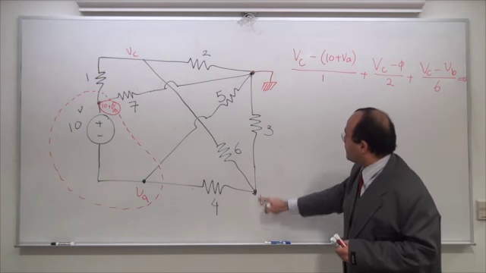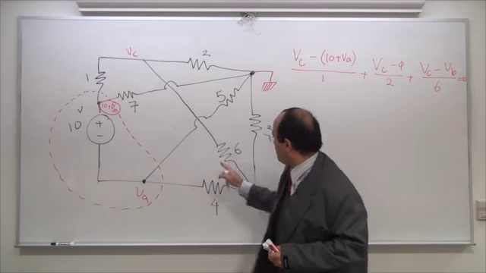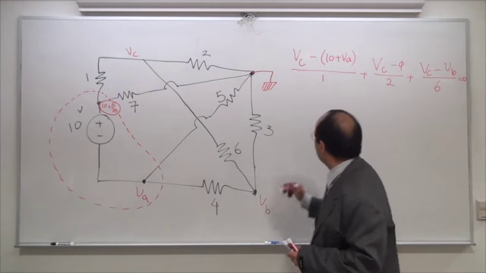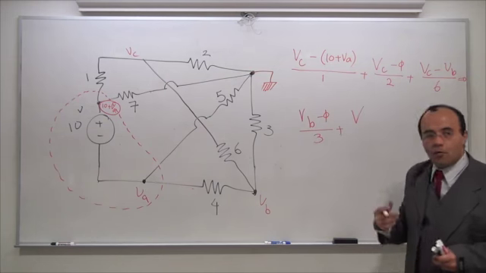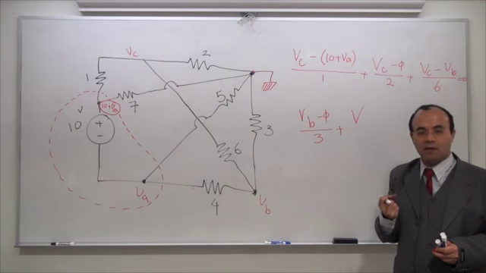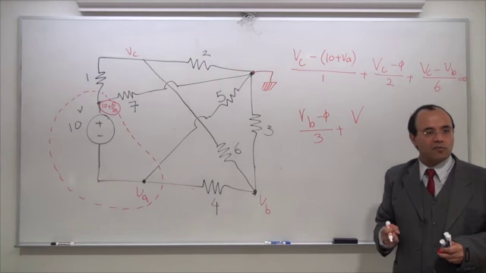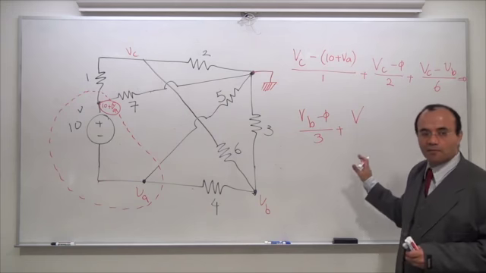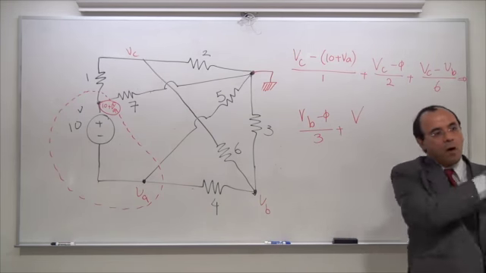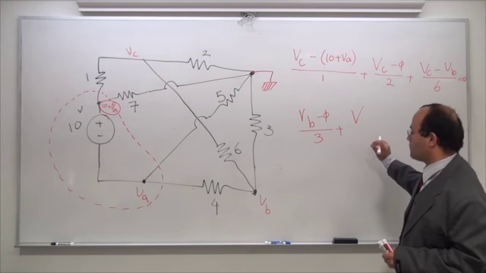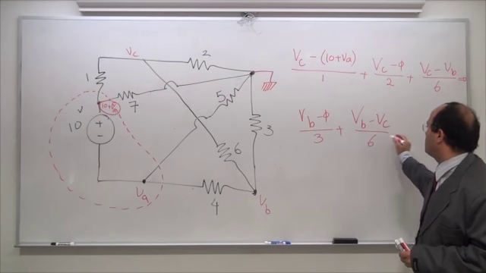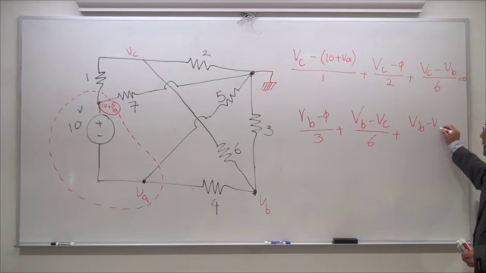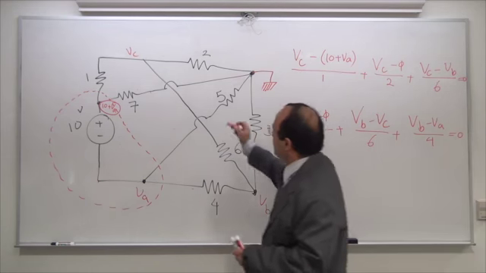Let's go for VB. VB 0, 3. VB VC 6. VB VA 4. VB 0, 3. It's really worth it to be patient and to write the equations properly before you jump in to simplify and solve it. Because if you make the slightest mistake on writing the equation, it's going to show up all the way to the end. Write this carefully as much as you can, and then move on to the solution. VB minus VC divided by 6, VB minus VA divided by 4 equal to 0. That wasn't bad. This one and this one.